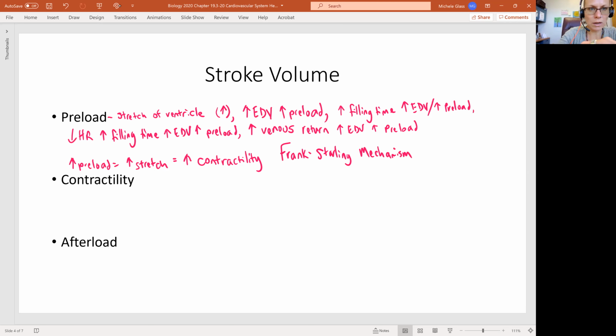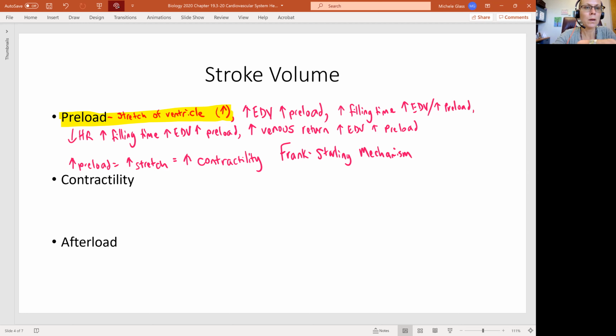Okay, so just so that we're clear, preload is really related to the stretch of the ventricle, and we would like it to be high. We would like a high preload. We'd like a lot of stretch. That's giving us really this ability to have a more forceful contraction.